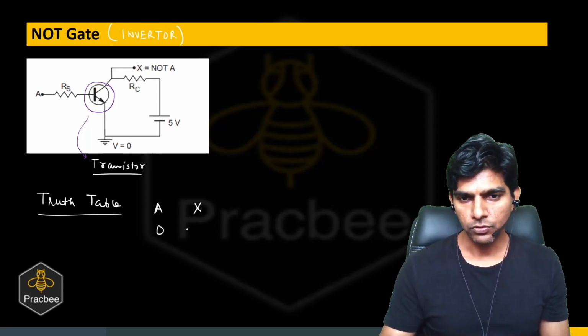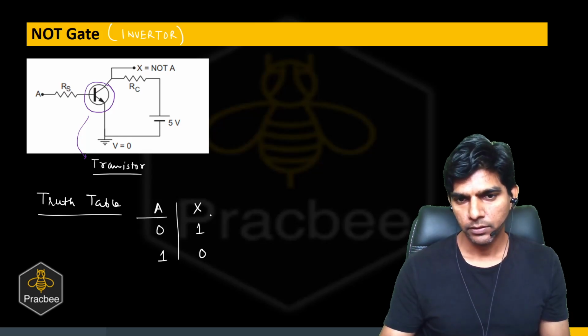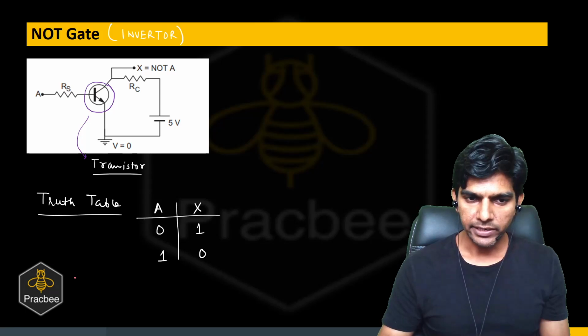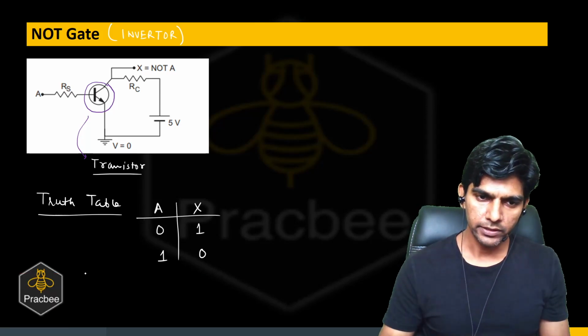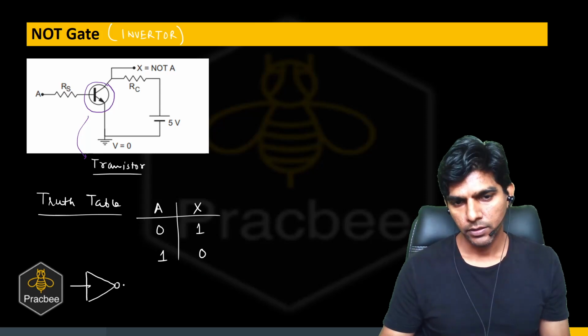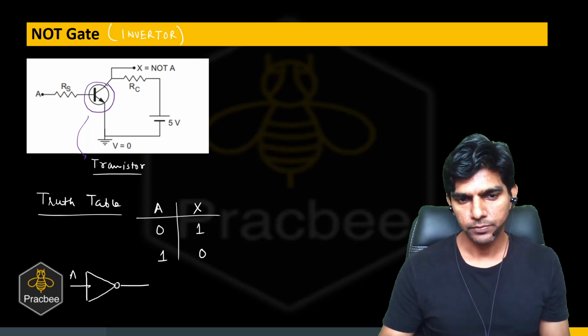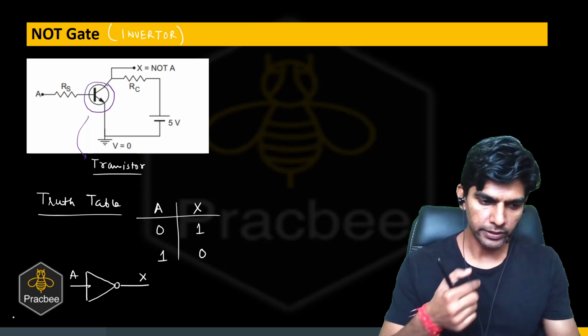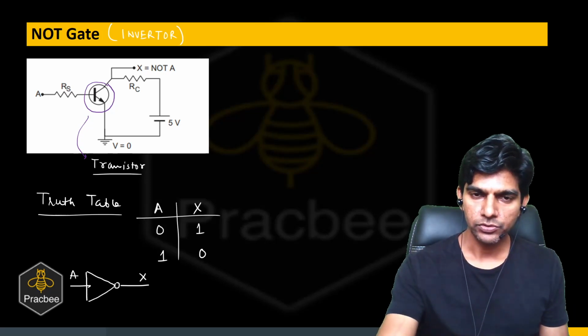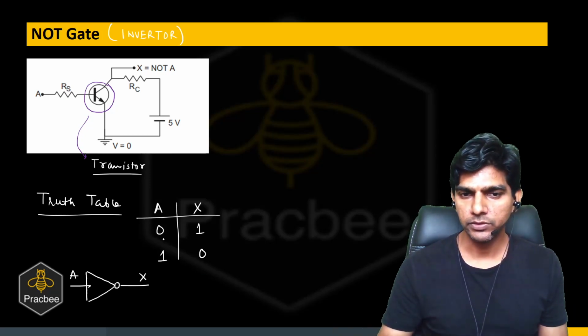So if A is low, the output will be high. If A is high, the output will be low, right? And the symbol that is being used for a NOT gate is a triangle with a dot. So there will be a single input and single output in a NOT gate. Okay, so I think the NOT gate is also clear to you, and it is also why it is called an inverter, because it will invert the signal.